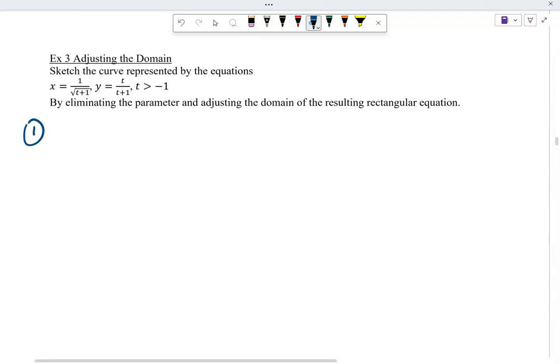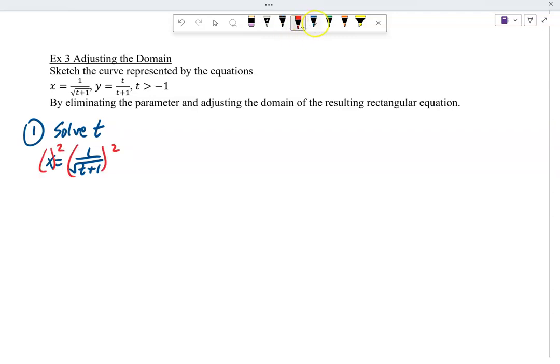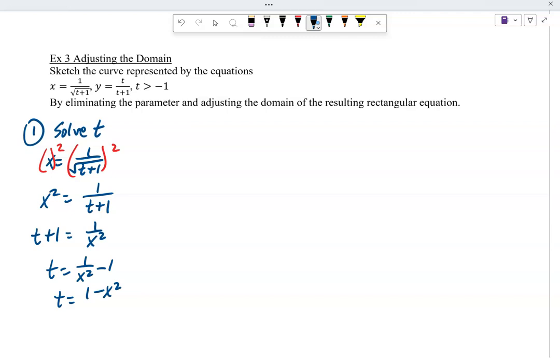So number one, let's go ahead and solve for t with one of the equations here. We got x equals 1 over the square root of t plus 1. If I square both sides, I got x squared equals 1 squared over the square root of t plus 1 squared, which is just t plus 1. Multiply both sides by t plus 1 and divide by x squared on both sides. I get t plus 1 equals 1 over x squared. Then I subtract 1. So I got t equals 1 over x squared minus 1. Or if you want to get a common denominator, 1 minus x squared all over x squared.